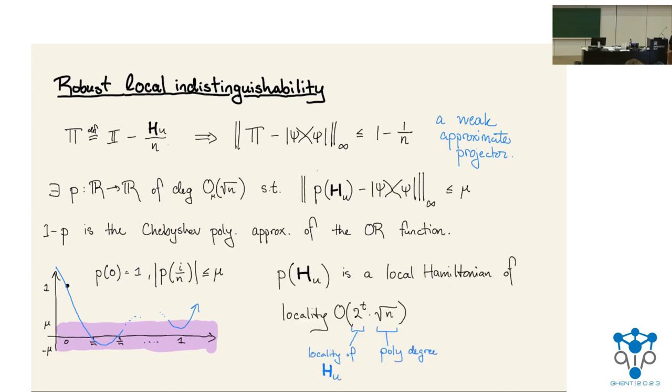If I apply this polynomial to this Hamiltonian HU, I get another local Hamiltonian, but the locality has increased quite drastically. In fact, maybe it's not even safe to call it a local Hamiltonian. Let's just call it a Hamiltonian. And the locality is 2 to the t times square root n, 2 to the t coming just from the fact that that was the locality of HU to begin with, and then the root n is coming from this application of the polynomial. You're combining root n terms together. Worst case, you get this sort of amplification. So you have a larger locality Hamiltonian, but you have a much better projector now.